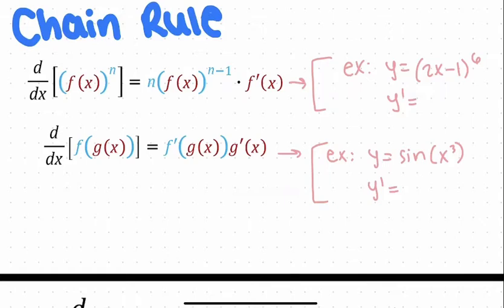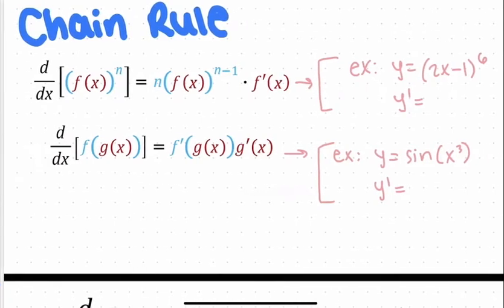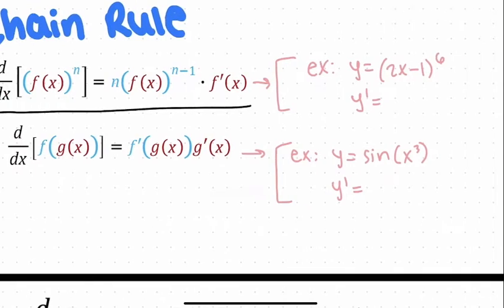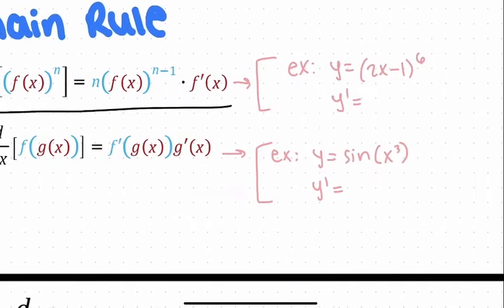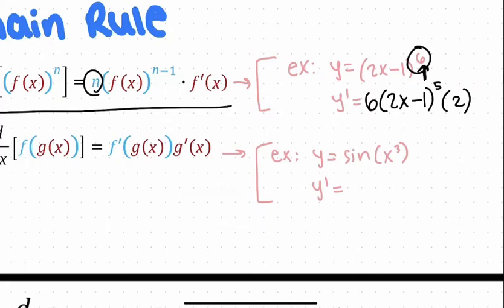Okay, so if we look at this problem here, we're going to use this formula that we just talked about, and we're going to apply it. So first you're going to bring this exponent out like it says here, and then you're going to keep this function the same, and then you're going to subtract the exponent by 1, which is 5, and then you take the derivative of the inside, which is going to be 2. So if you want to simplify, your final answer is just going to be this.